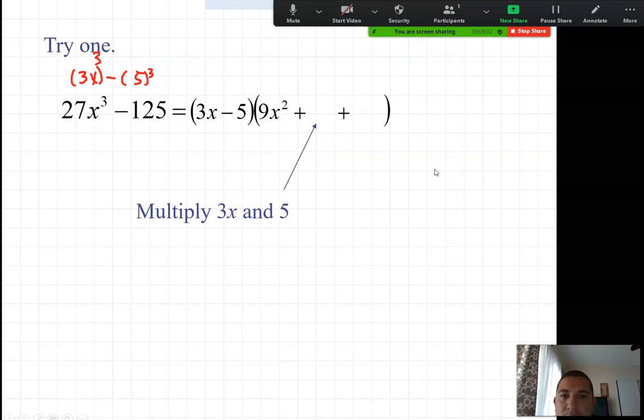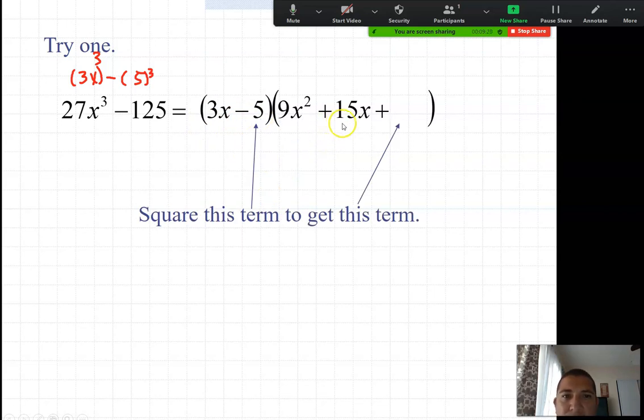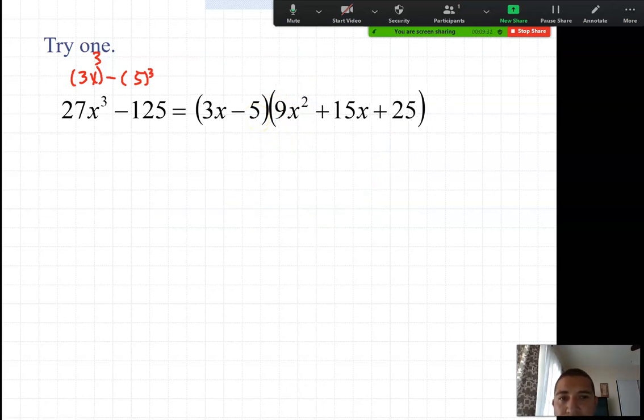Okay. To get this middle term, you're going to take the product of a and b, so multiply 3x times 5. You don't need to consider that negative in the middle. So take the value of a, the value of b, and multiply them together, and you get 15x. To get the last term, you're going to do the same thing as how we got the 9x squared, so you're going to square this term. So the 5, it'll be 5 squared, that'll be 25.